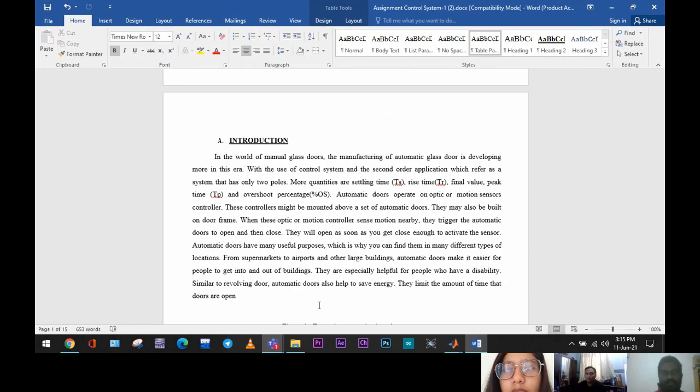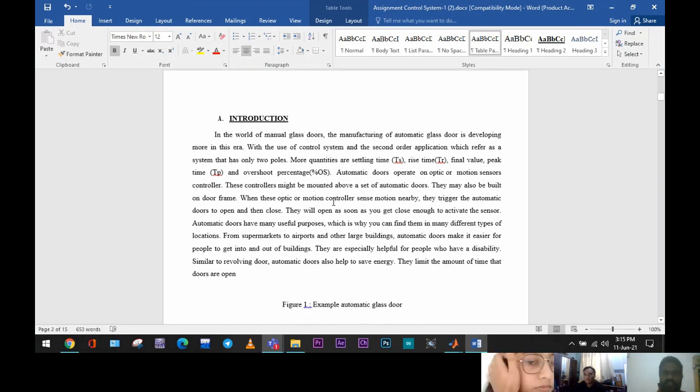All right. For our introduction, since we're doing an automatic glass door: in the development of this era, more glass doors are being developed as automatic and also manual. In real applications there will be two types: automatic, and manually controlled using a controller. For the input, we are using angles of 30, 60, and 90, so that the angle the door opens to can be measured with the transfer function. That's all for the introduction.